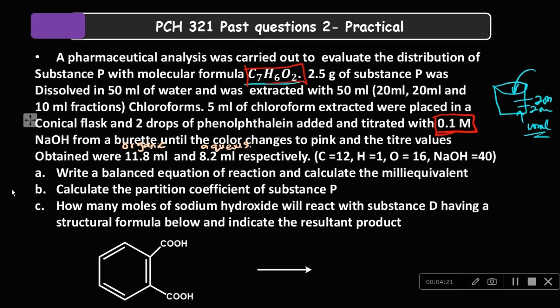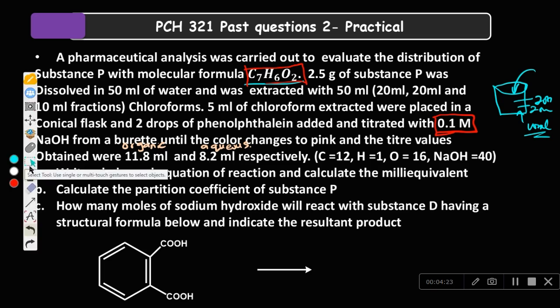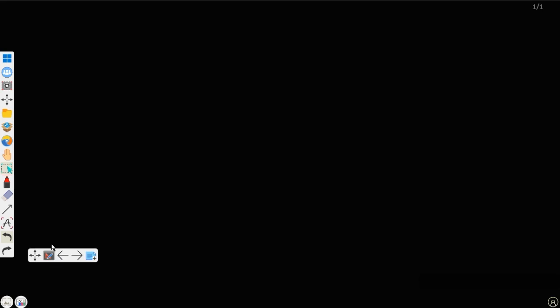Now, if you know these two things, you are now going to come here and write the equation of reaction. So the first thing says write the equation of reaction and then calculate the milli equivalent. So to write the equation of reaction, we are going to start writing the equation of reaction. The equation of reaction usually starts with the benzoic acid, because that formula C7H6O2 is benzoic acid. If you see it, how many carbons are here? 1, 2, 3, 4, 5, 6, plus this one, 7. Then how many hydrogen? Each of these will have one hydrogen. 1, 2, 3, 4, 5.